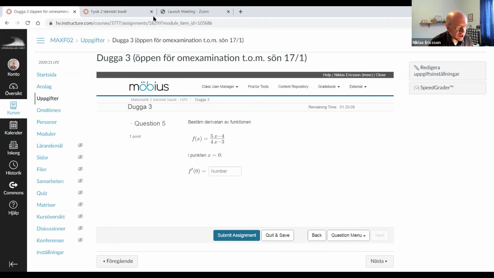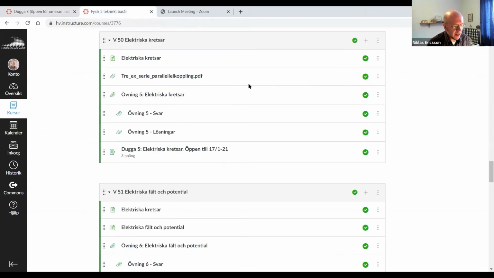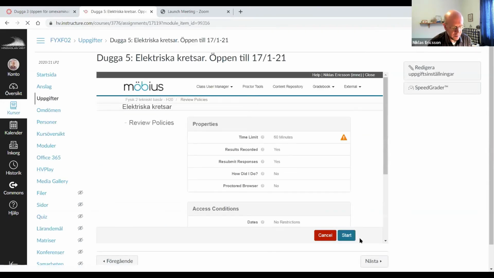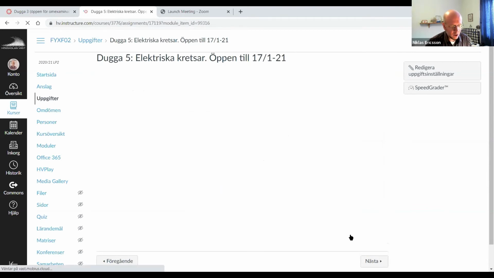I would also like to give an example from the physics course. Here, as I said, it looks a little bit different. Every week we have a different Möbius test. Here, for instance, it was a week about electric circuits, and we had quiz number 5 on electric circuits. We could just open that too and see what it looks like.